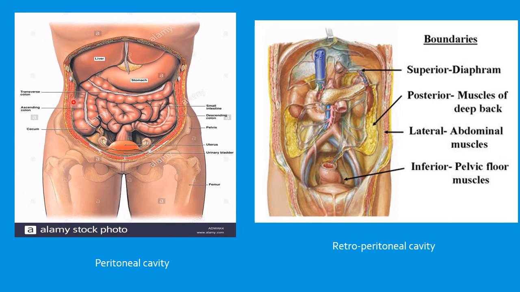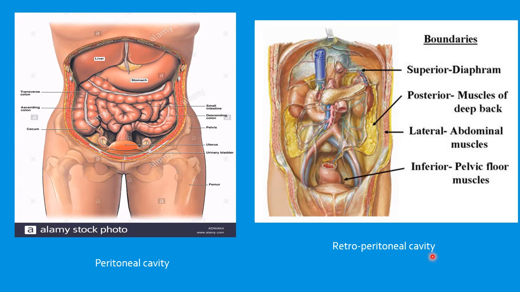Okay, this first picture here shows you the peritoneal cavity. This peritoneal cavity, as I said, occupies the whole of the abdomen. And the important organs in this peritoneal cavity are the liver, stomach and intestines. These are the main organs that fill up the peritoneal cavity. And this cavity is lined by two layers of peritoneum: the visceral peritoneum, which lines the organs, and the parietal peritoneum, which lines the outer layer, the whole of the abdominal cavity. And here in this picture, it shows you the retroperitoneal cavity.